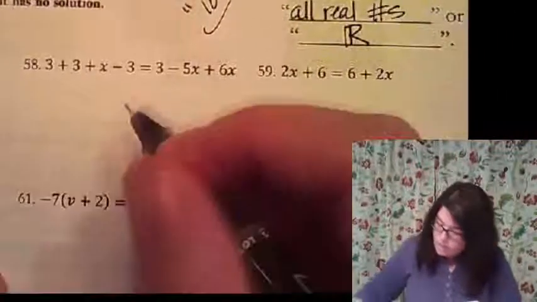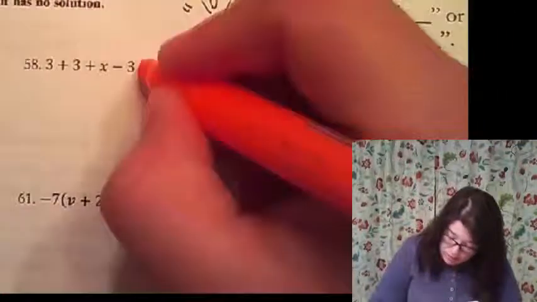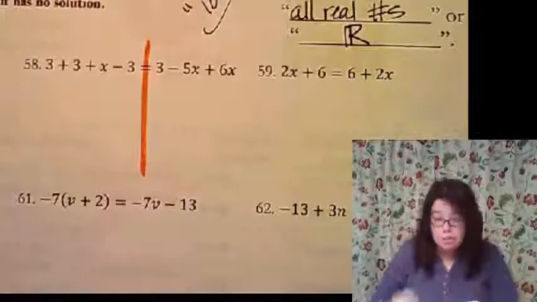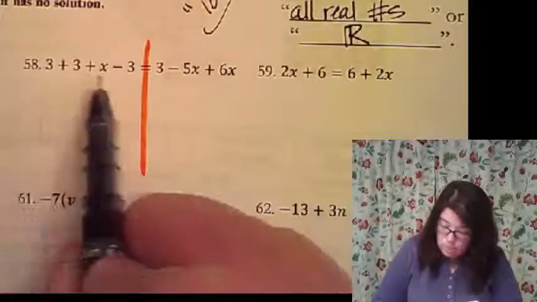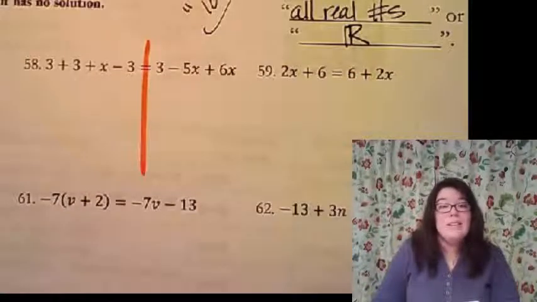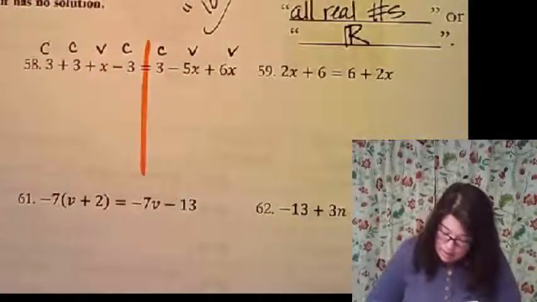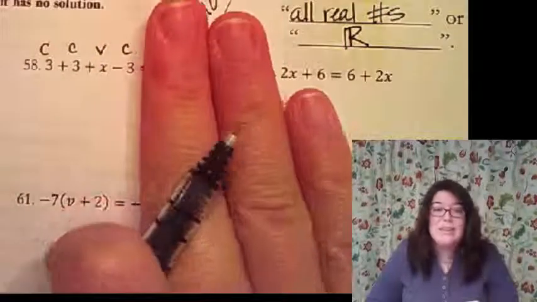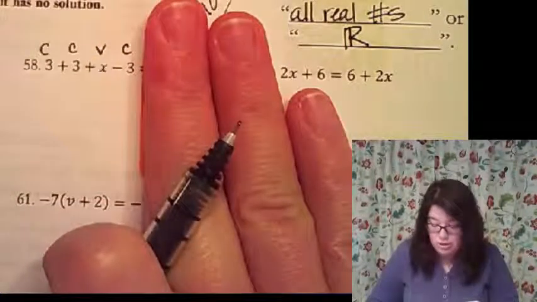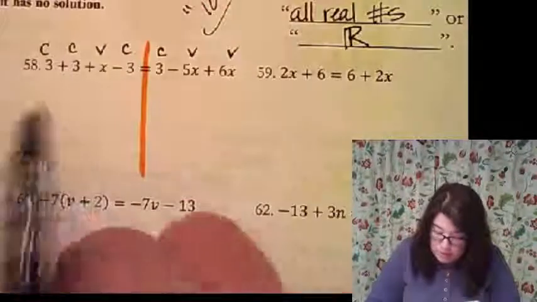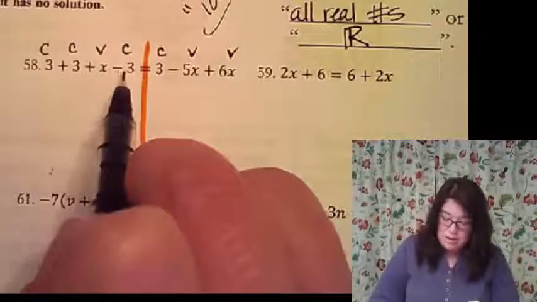58. Before we get too crazy, draw our fences a line. Check for distribution. Nope. Then I can combine like terms on the same side. So let's see, I've got a constant, constant, variable, constant. Constant, variable, variable. All right, so I'm going to look at this side first, and I'm going to combine anything that is the same. So all of these constant terms are going to be combined. 3 plus 3 is 6, minus 3 is 3.